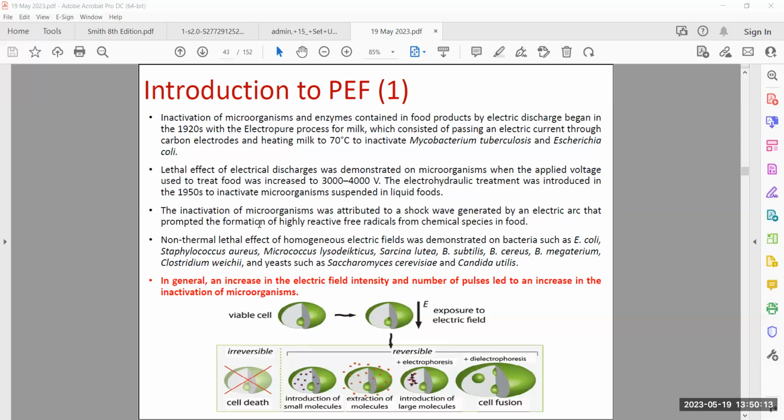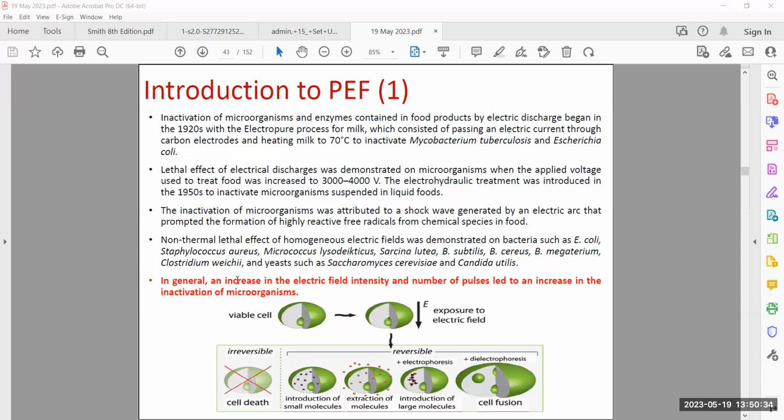Okay, the inactivation of microorganisms was attributed to a shock wave generated by an electric arc that prompted the formation of highly reactive free radicals from chemical species in food. So a non-thermal lethal effect was demonstrated on bacteria such as E. coli, Staph aureus, Micrococcus.